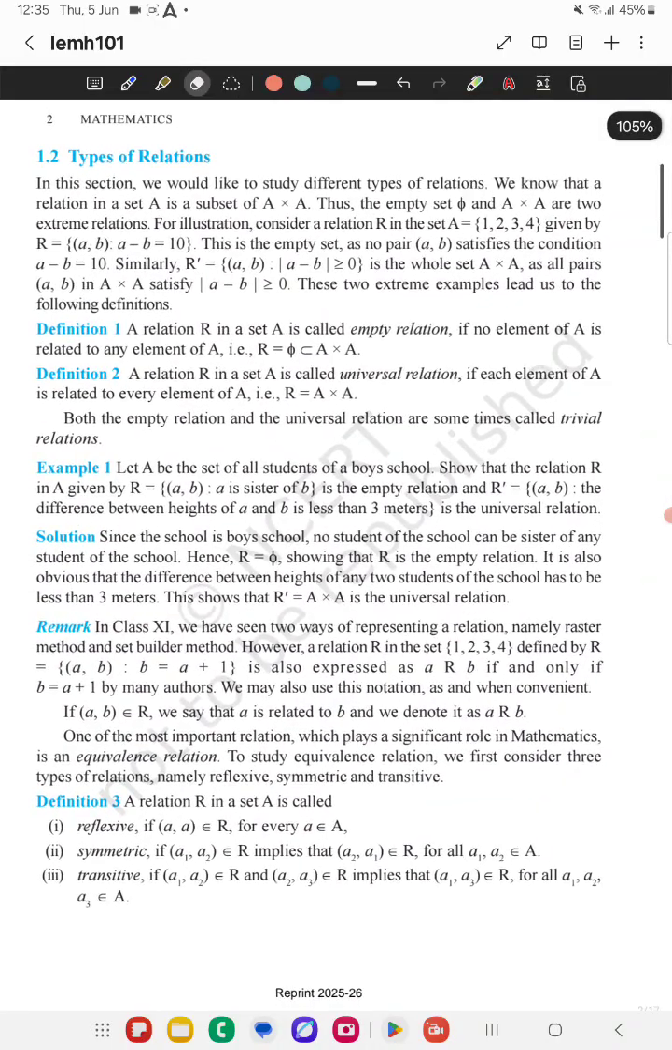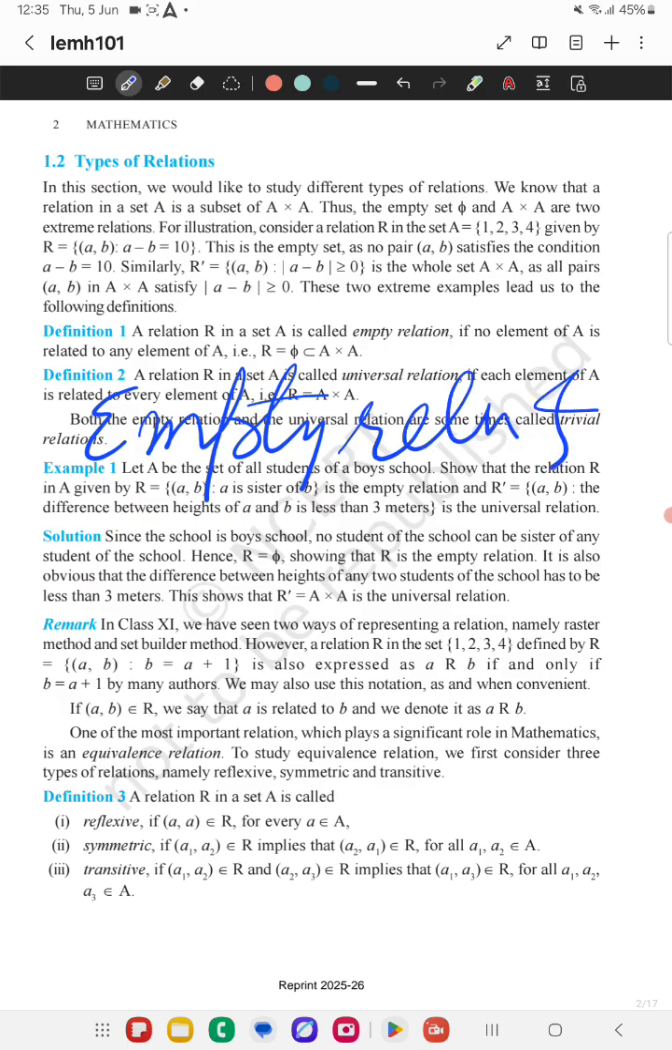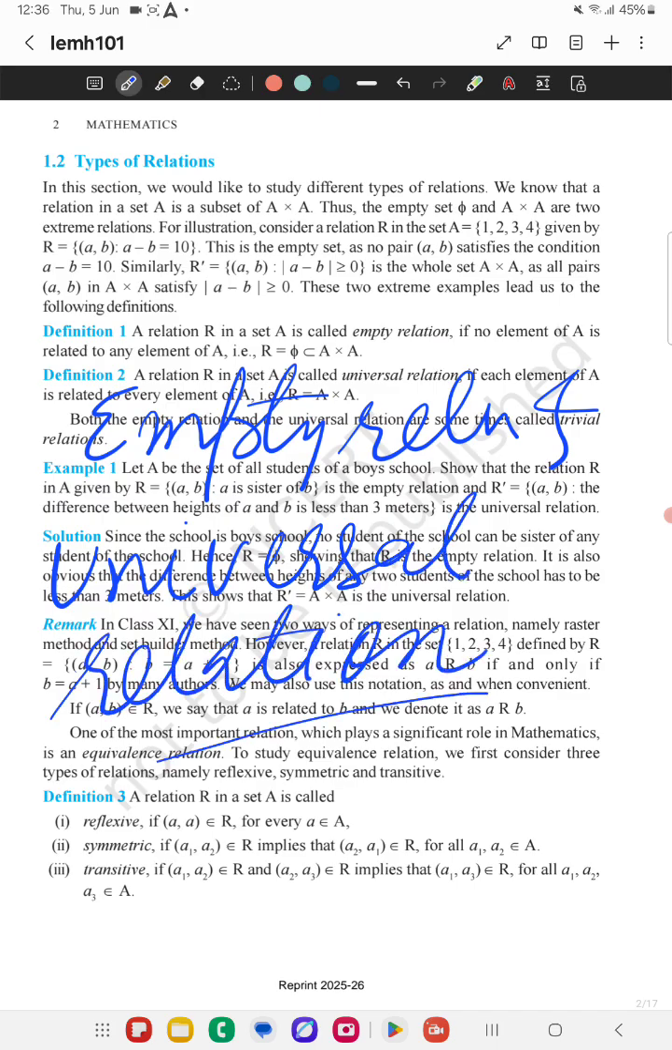So let us discuss the types of relations. In this section we will discuss different types of relation. There are two trivial relations. Trivial relations means there are two relations: one is the empty relation and another is the universal relation. You can get a hint from the names.